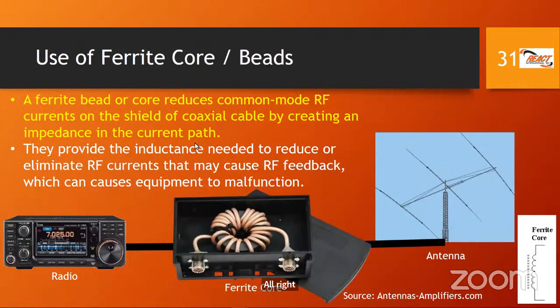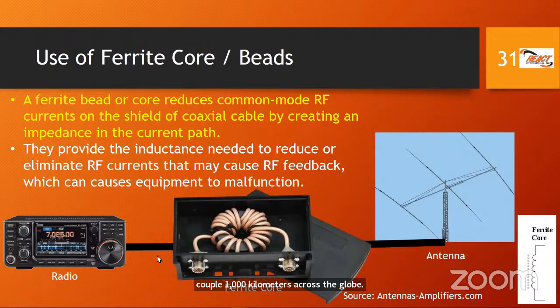So a couple more slides. A ferrite bead or core reduces common mode RF currents on the shield of coaxial cable by creating an impedance in the current path. So let's break this down. This is an exam question, and we did a little diagram to show what we mean. We have our radio, our transceiver, and then we have our antenna. Remember, as amateur radio operators, we're trying to talk into this radio, or use a computer to connect to the radio to do a digital mode. And we want that radio frequency to go down the transmission line, or down the coax, to the antenna. And we want our antenna to radiate that signal into space, bounce off the ionosphere, and speak to someone a couple of thousand kilometers across the globe. That's what we're trying to do as amateur radio operators.